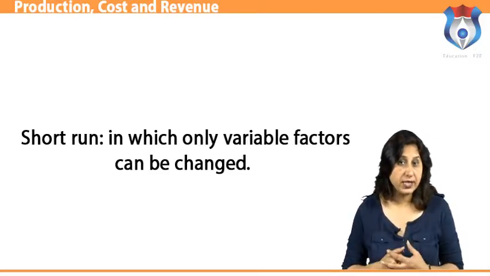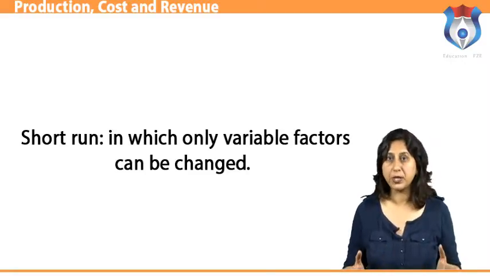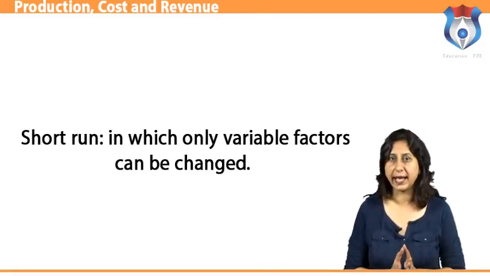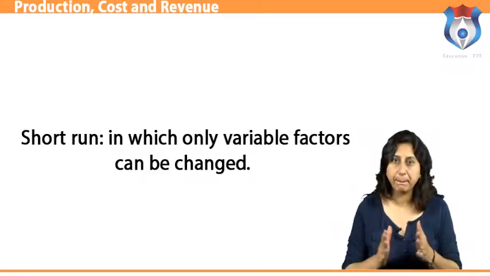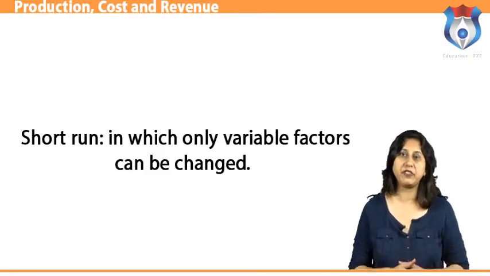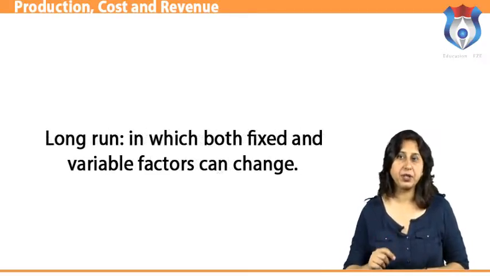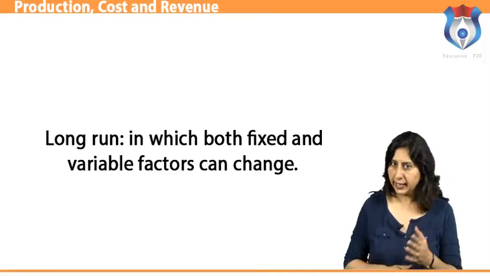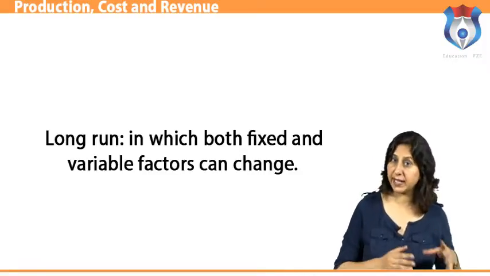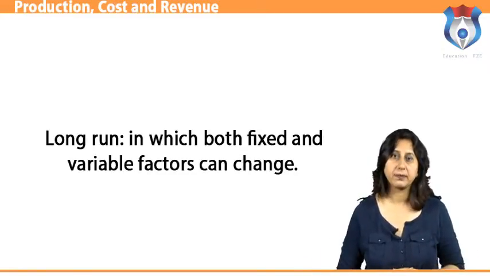Since it is most difficult to change plant and equipment among all inputs, the short run is generally accepted as the time interval over which the firm's plant and equipment remain fixed. The long run is that period over which all the firm's inputs are variable. In other words, the firm has the flexibility to adjust or change its environment.